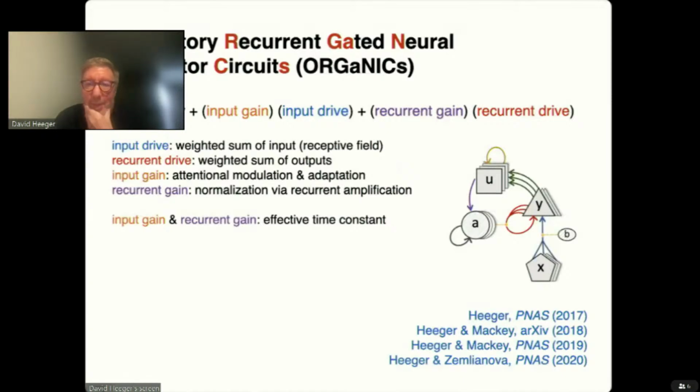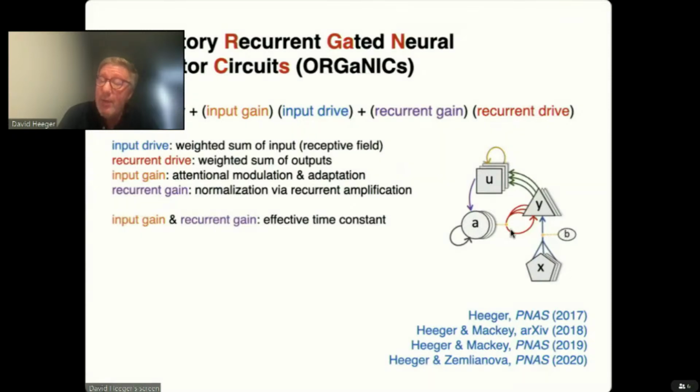I have less than a minute left, but I want to mention the work that I've been doing recently on ORGaNICs, oscillatory recurrent gated neural integrator circuits, that basically have, this is the membrane equation with two terms: an input gain times an input drive, a recurrent gain times a recurrent drive. This is just a weighted sum, the input drive. The recurrent drive is another weighted sum, but then there's another recurrence around that, which suppresses the recurrent drive. The point is that this on its own causes recurrent amplification.